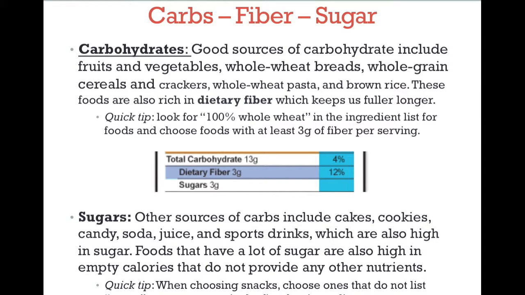Other sources of carbs include cakes, cookies, candy, soda, juice, and sports drinks, which are also high in sugar. Foods that have a lot of sugar are also high in empty calories and do not provide much of any other nutrients. For a quick tip, when choosing snacks, choose ones that do not list sugar or sweetener in the first few ingredients.